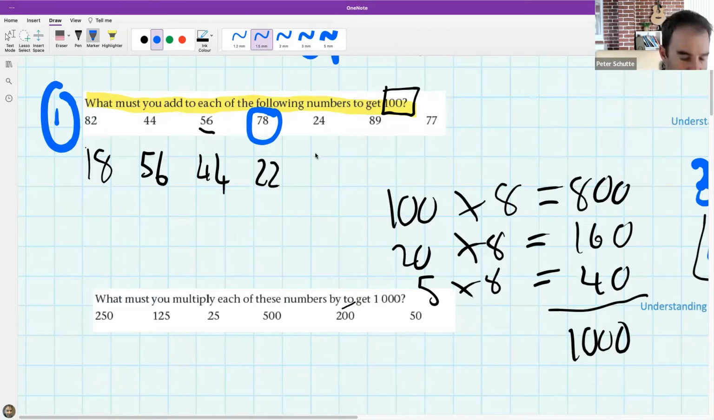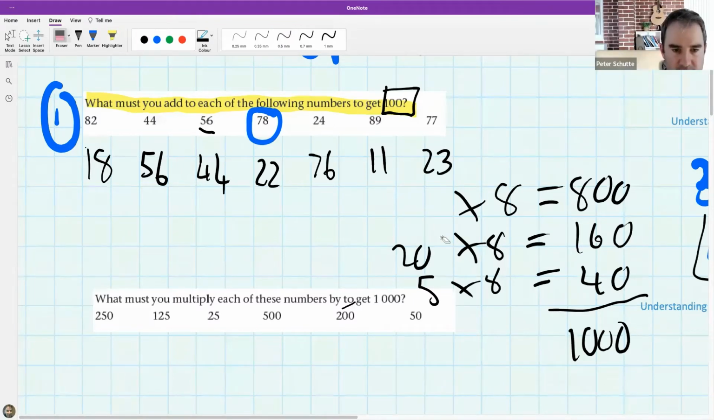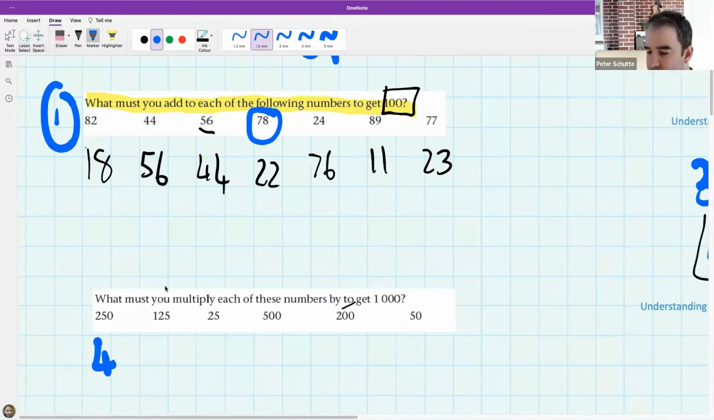Okay, so I'm going to put in here the answers. So this is going to be add 6, so that's 76. This is going to be 11, and this is going to be 23. Sorry, sir, for interrupting, but I think the answer for the multiplying is 250 times 4 equals 1,000. Perfect. No, that was fantastically well done.